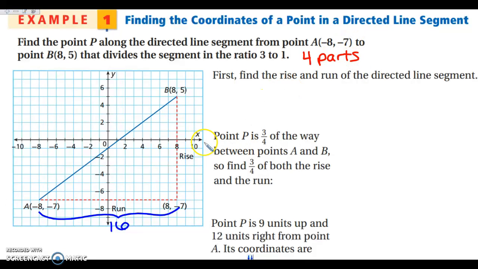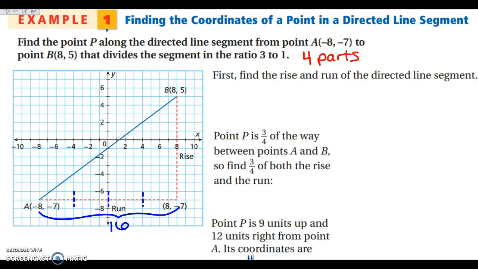Okay, so if I'm taking a segment with a length of 16 and I am dividing it into 4 equal parts, that means that each part is going to have a length of 4. So 1, 2, 3, 4. Go here and here and here. Okay, so I have now divided the horizontal component of this into 4 equal parts.